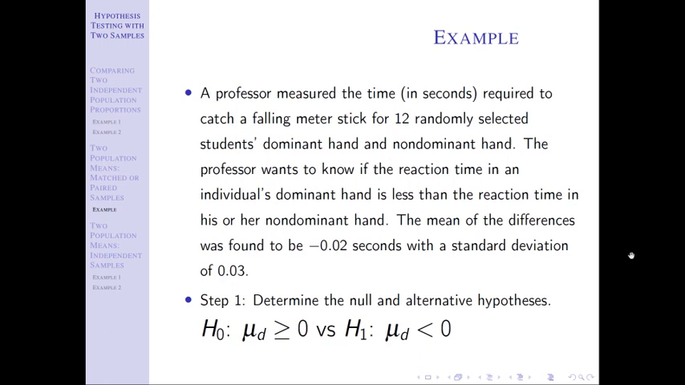If you're asking yourself, could it be another number? Yes, it could. It's a very rare case. It's not one that we're going to talk about. That would be if I said, is the reaction time in an individual's dominant hand better than the non-dominant hand by 10 seconds or something. So we could compare to other numbers. But for the most part, we typically just want to see is one better than the other, is one different from the other. And so the number we're comparing to is 0.